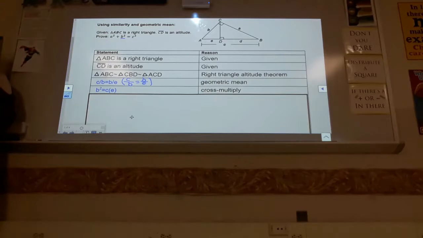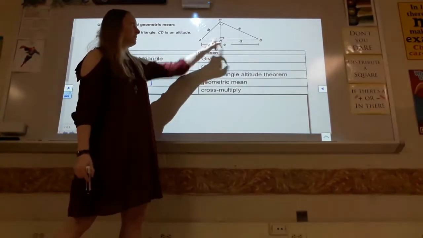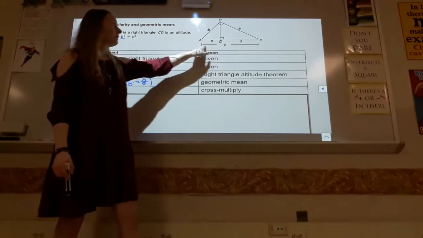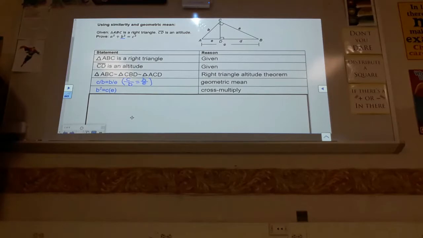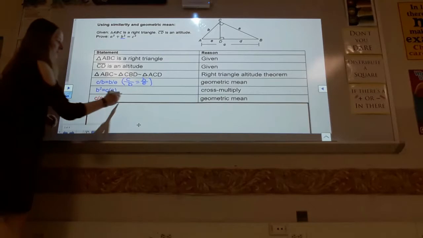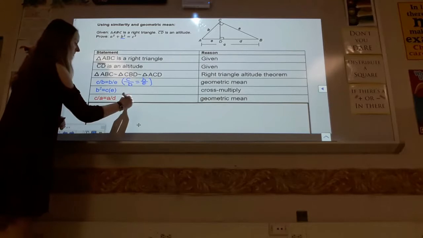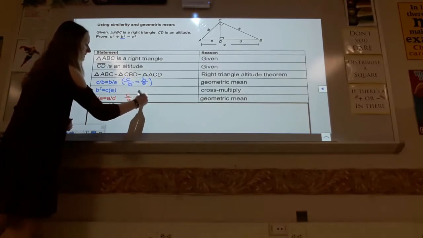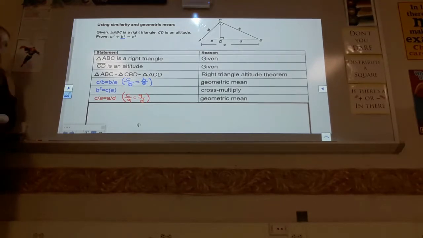How do I get the a squared part? Can I do the roller coaster rule the other way? What would the roller coaster rule be if I used leg A? Yes, it would be C over A equals A over D, using that same geometric mean. C over A equals A over D. And again, that's using the roller coaster rule, which is technically finding the geometric mean.